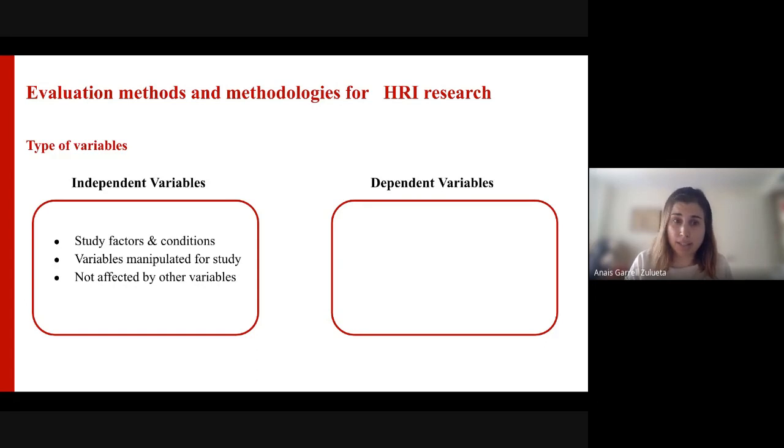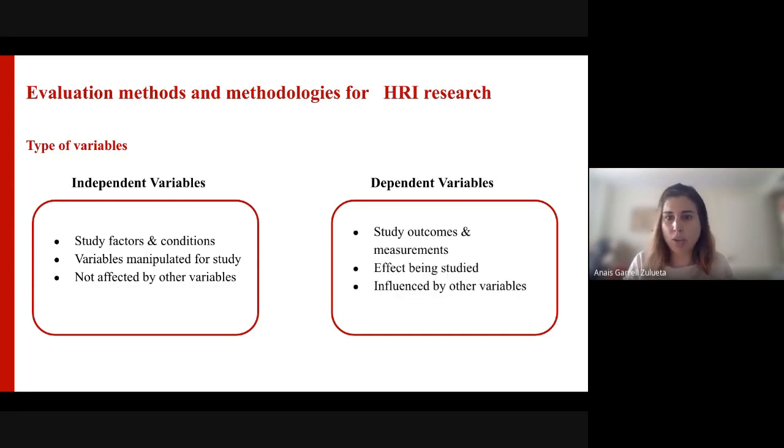Independent variables are the study factors and conditions. They are variables that you control, variables that are manipulated for the study, and they are not affected by other variables. On the other hand, we have the dependent variables, which are the study outcomes, the measurements. They are being studied and are influenced by other variables. The independent variables are the ones that I control for my study, and the dependent variables are the ones over which I do not have any control. I have to observe what is happening.